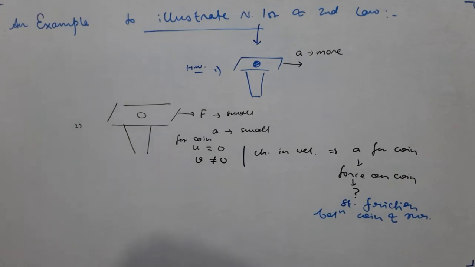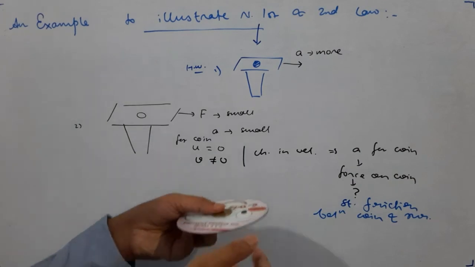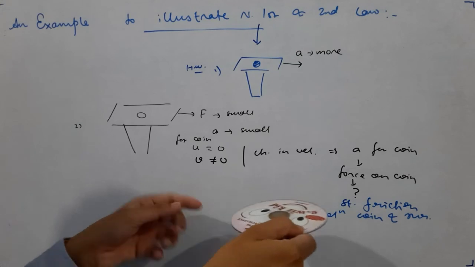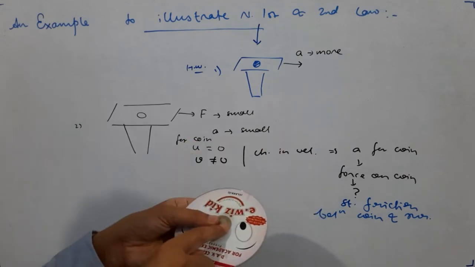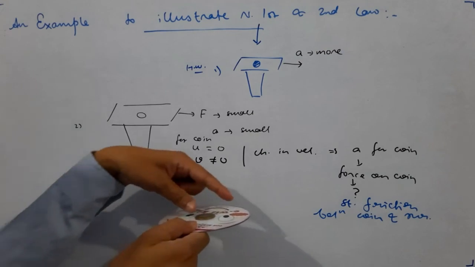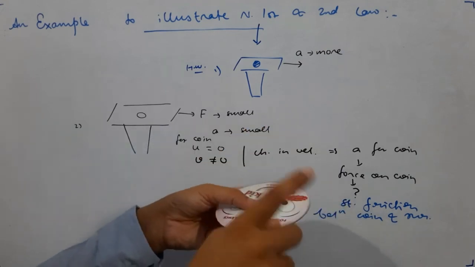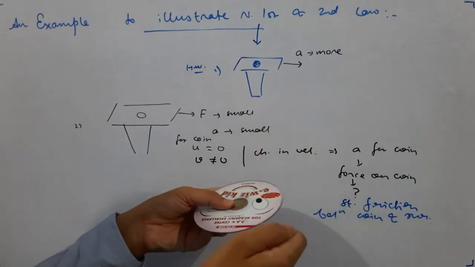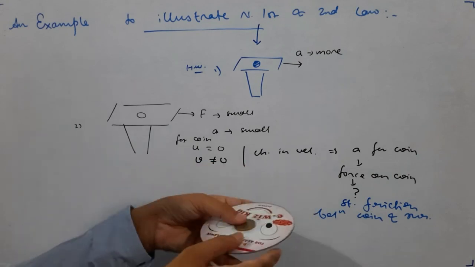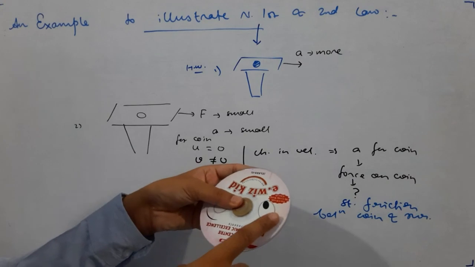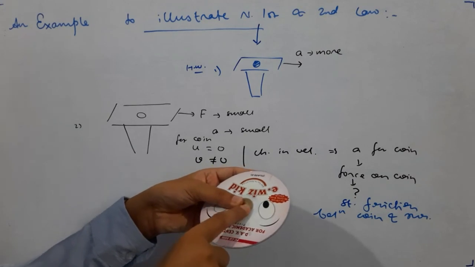See, the cardboard is moving. Who is exerting force on the cardboard or the CD? My fingers. So the cardboard accelerates, and with the same acceleration, the coin also accelerates. Both of them are moving with the same acceleration. Acceleration of the cardboard is because of the force which I have applied, and acceleration of the coin is because of the force which the cardboard has applied, that is frictional force on the coin.